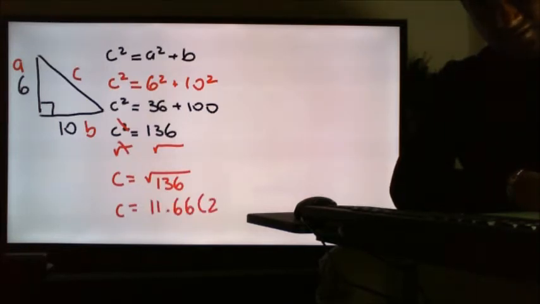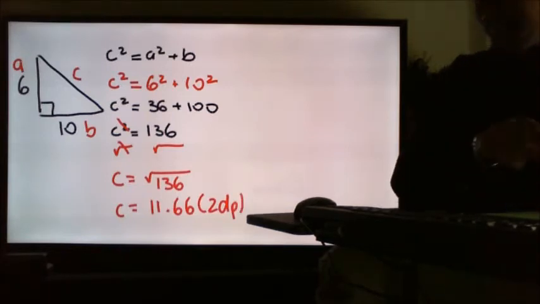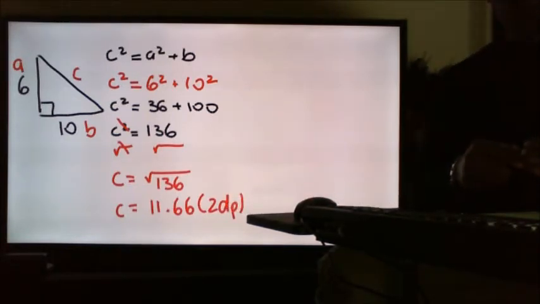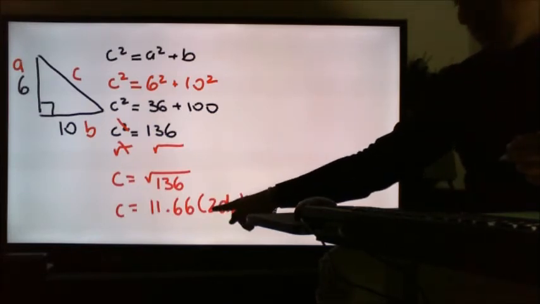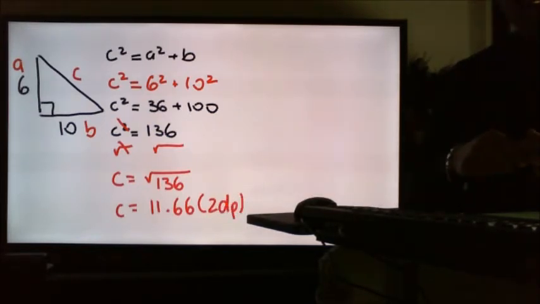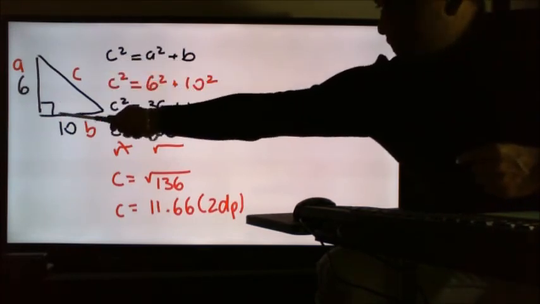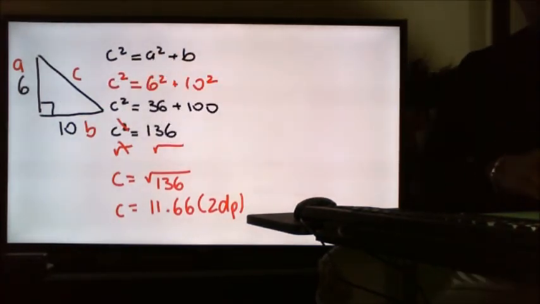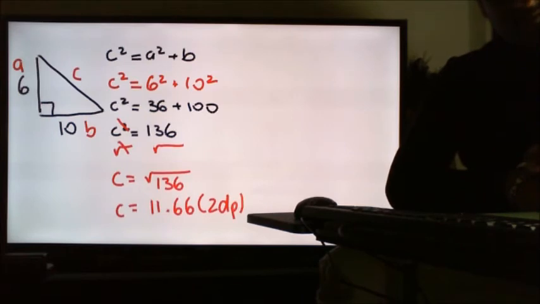11.66 to 2 dp. Now, what does this 2 dp here stand for? Very important. In the calculator, when I type square root of 136, I got 11.66190379. I rounded that off to two decimal places. I need to indicate that in my answer for it to be correct. So now, what does this tell us? This tells us for this triangle here, where the sides are 6 and 10, that the hypotenuse, or C, is 11.66.